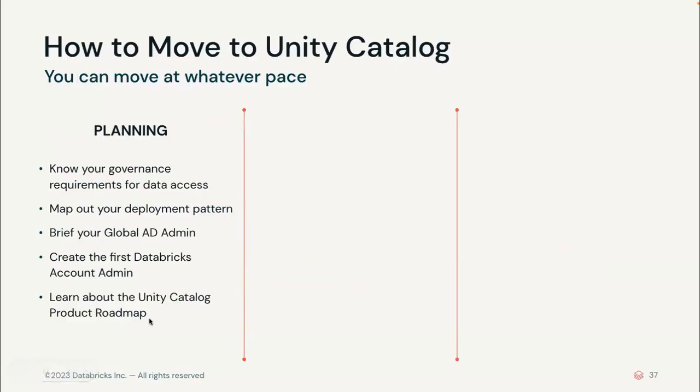Okay, so just to wrap it up, know what your governance requirements are for data access. Can you store prod and non-prod data in the same place? Yes or no? Right there, it's going to dictate how you deploy Unity Catalog. Map out your deployment patterns and your naming conventions, right? Get your global AD admin on board. Get that Databricks account admin role thing out of the way. Create your first account admin. Learn about the roadmap. I talked about query federation is coming. There's catalog to workspace binding features that let you say which catalogs are allowed in which workspaces. There's a lot of things coming. So learn about the roadmap.